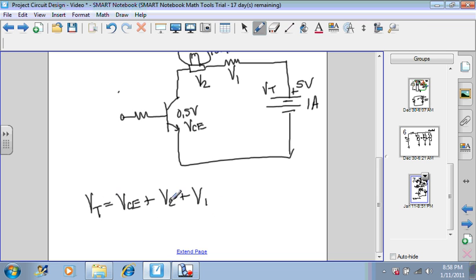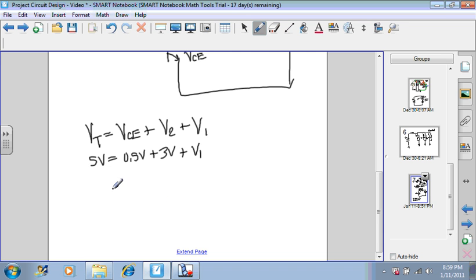If we substitute these values with numbers, we have 5 volts is equal to 0.5 volts plus the voltage that we want for the lamp, which is 3 volts, which leaves us with an unknown voltage for the resistor. And we know after we do the math for this, the V1 will be equal to approximately 1.5 volts. That will be the voltage for our resistor.